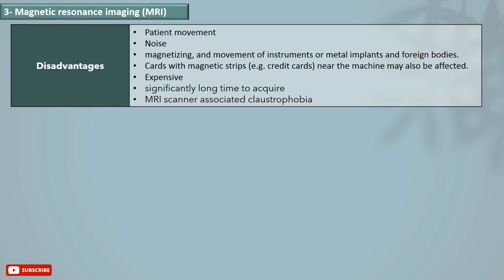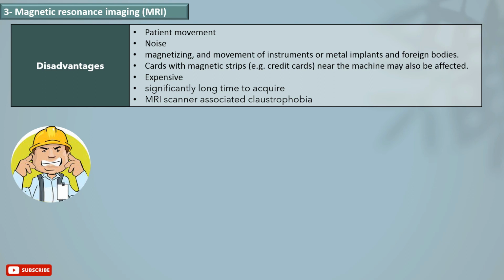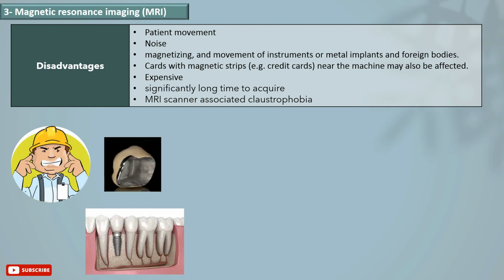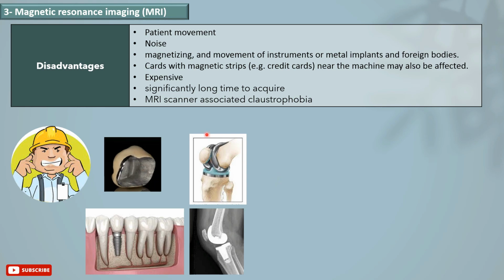Some of the disadvantages of the MRI can be that it greatly depends on the patient, because if the patient moves, the whole process can be repeated. The machine is noisy. The magnetizing effect, because of the large magnet of the machine, makes it contraindicated to be used with patients with any metal artificial parts, like implants, like crowns, or even artificial metal joints. This is a usual X-ray image that shows a metal joint in the knee. Also, credit cards and other pieces of metal can be affected if placed near the machine.